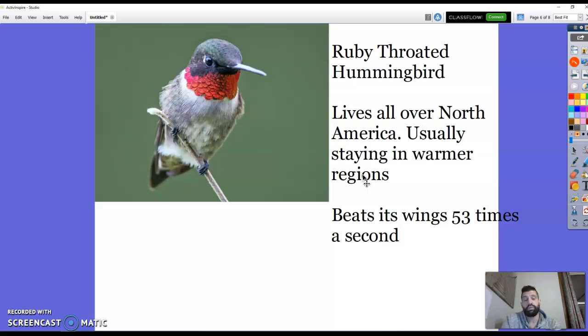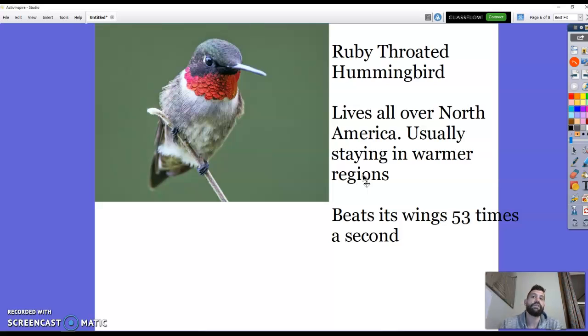Thinking about that, they stay in warmer areas all the time. They're all up and down North America, up into Canada, going down to Mexico when they migrate. Its wings beat up to 53 times a second. That's crazy. 53 times a second. And so every one-thousand-and-one, 53 times.